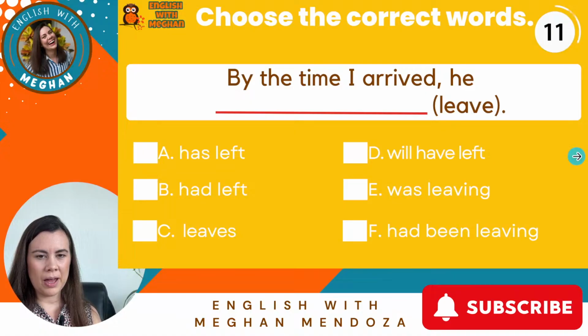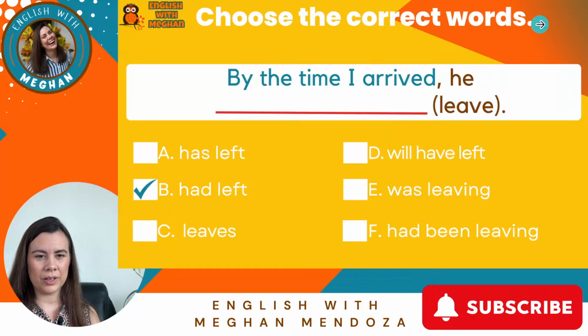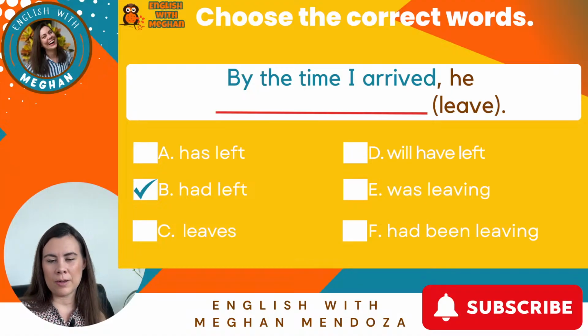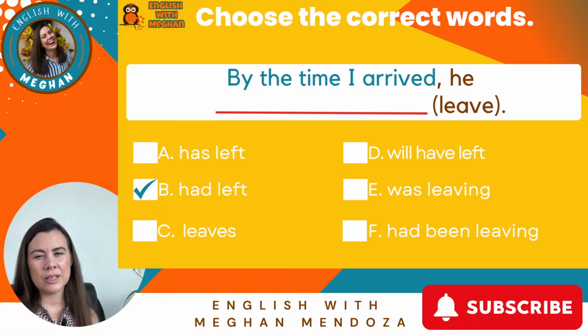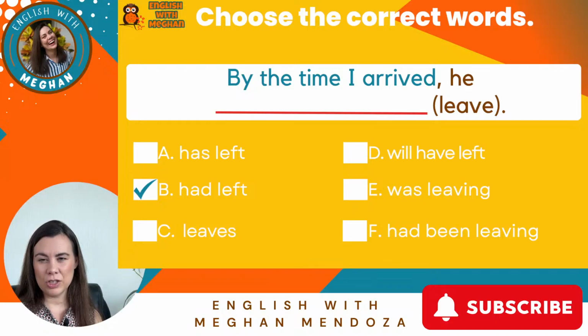By the time I arrived, he, blah, blah, blah. What is our answer? 5, 4, 3, 2, 1. All right. There we have it. Okay. Had left. This is the past perfect tense, right? It's not the past perfect continuous because this is focusing on a completed action.